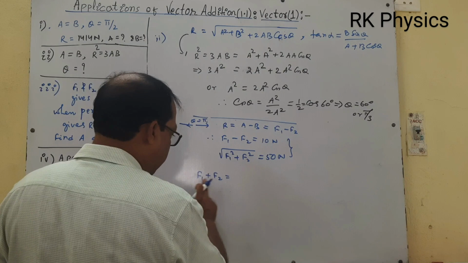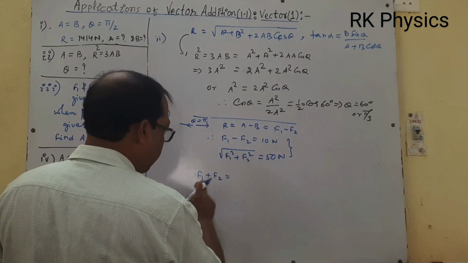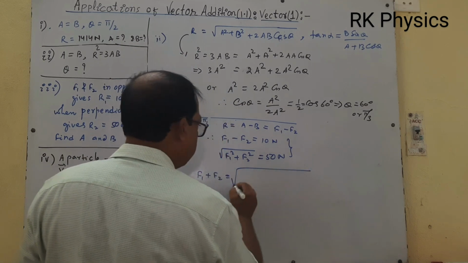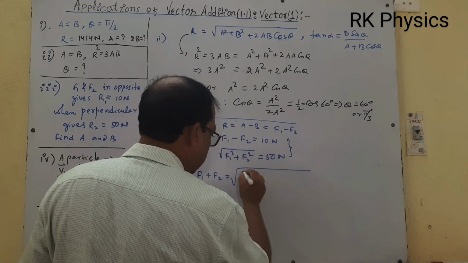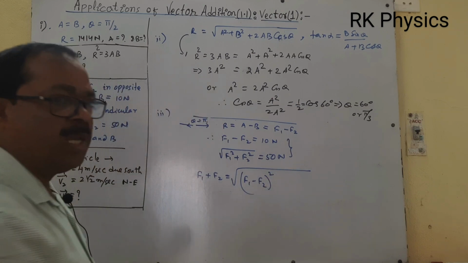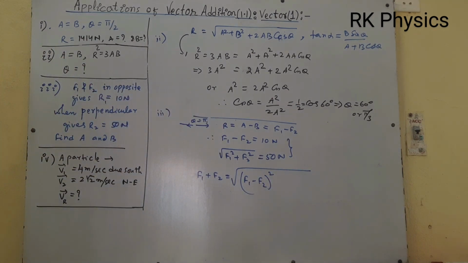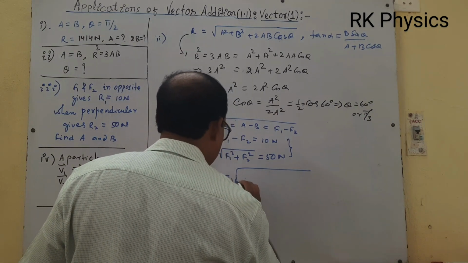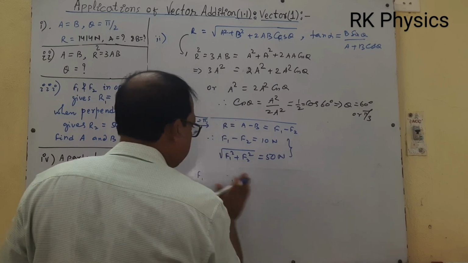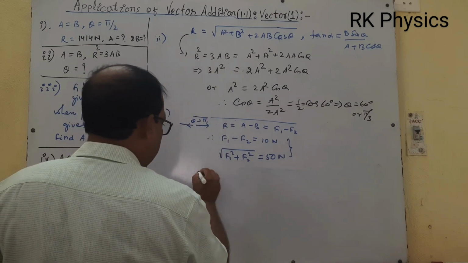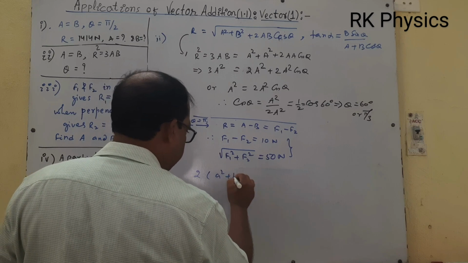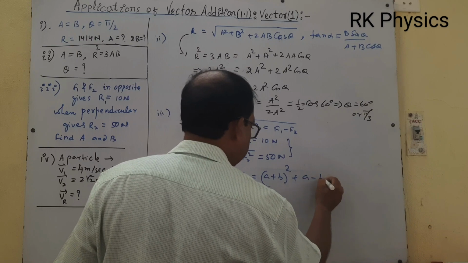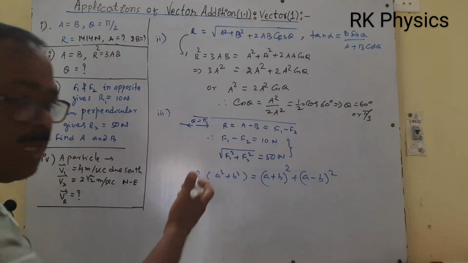Okay, so this is a plus b. Formula: a plus b is equal to root over a minus b whole square. I am taking one formula, that is 2 into a square plus b square, which is a plus b whole square plus a minus b whole square. I think you are able to get it.